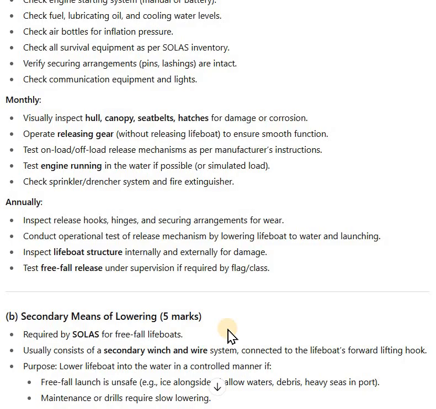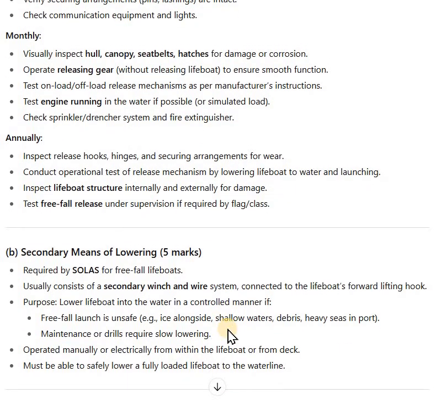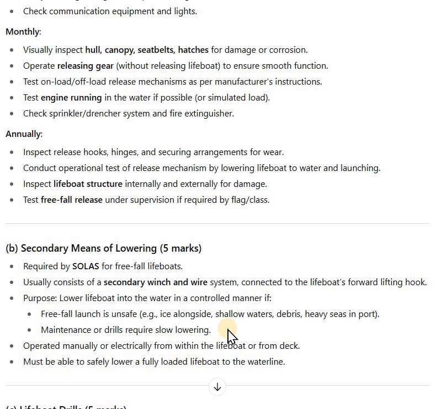Monthly: visually inspect hull, canopy, seatbelts, hatches for damage or corrosion. Operate release gears to ensure smooth functioning. Test on-load and off-load release mechanism as per manufacturer instructions. Test engine running in the water if possible. Check sprinkler, drencher system and fire extinguishers.